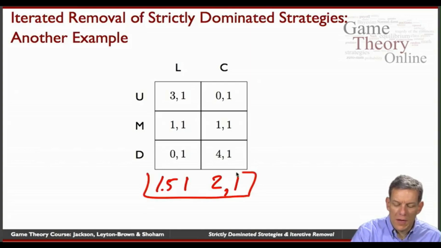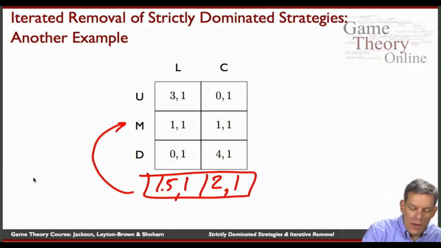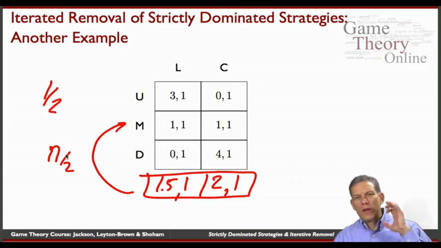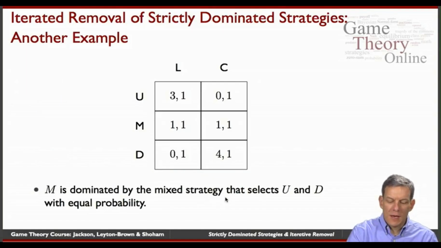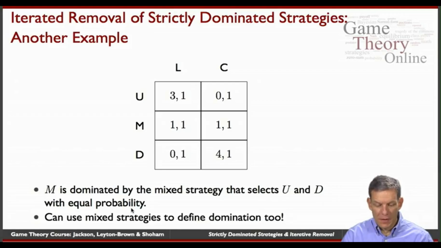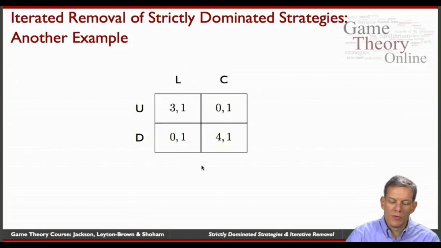So we end up here with something which strictly dominates middle. So playing a half on up and a half on down gives the row player a strictly higher payoff than they would get by playing middle. So in this case, M is dominated by the mixed strategy that selects U and D with equal probability. So in that case, we can still get rid of M. So in that, we're down to a reduced game.